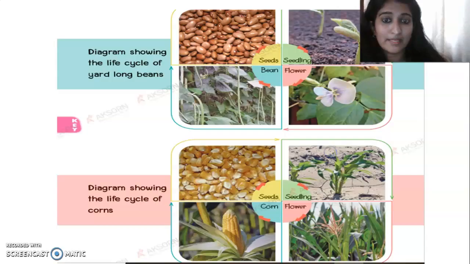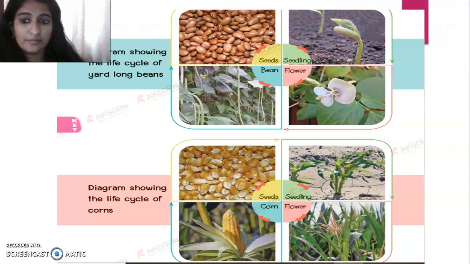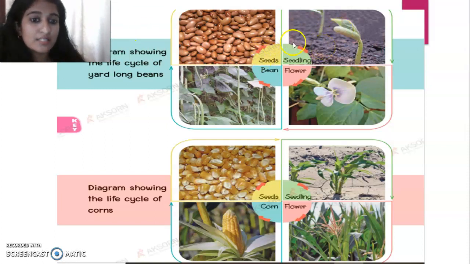Let's look at some examples. Life cycle of long beans. You can see this is the seed of long beans. After some days, when we grow it in the soil, you can see this is the seedling.